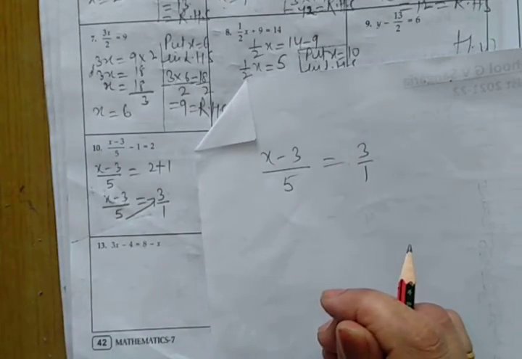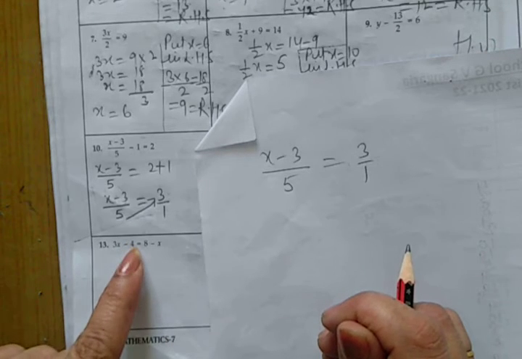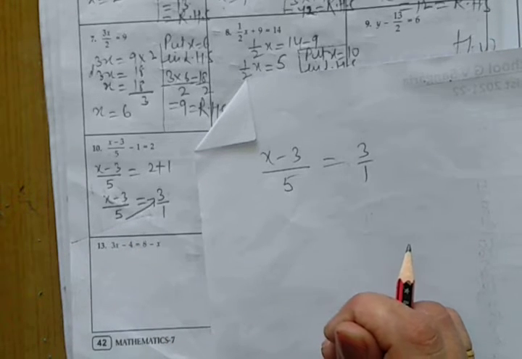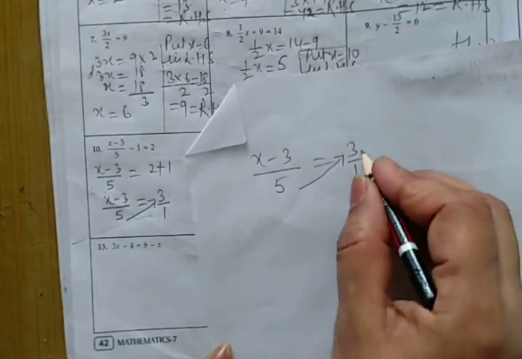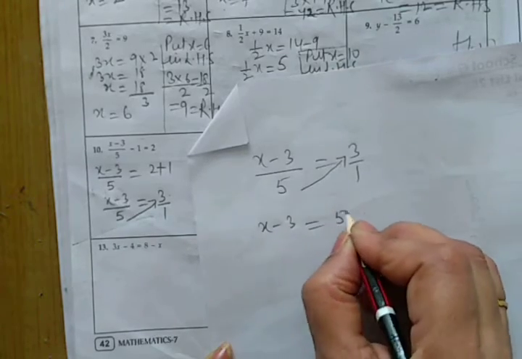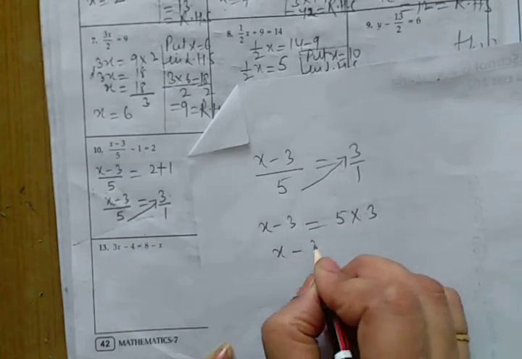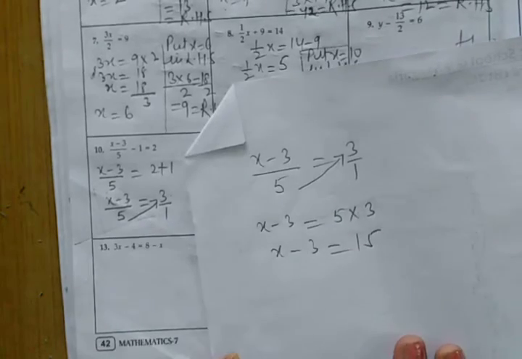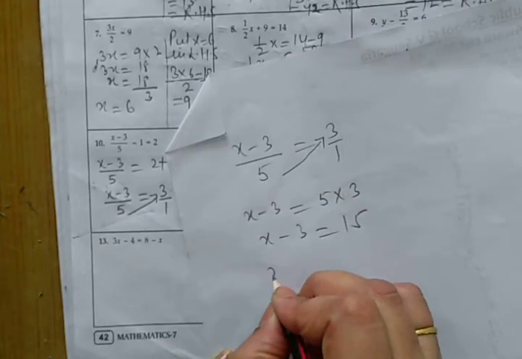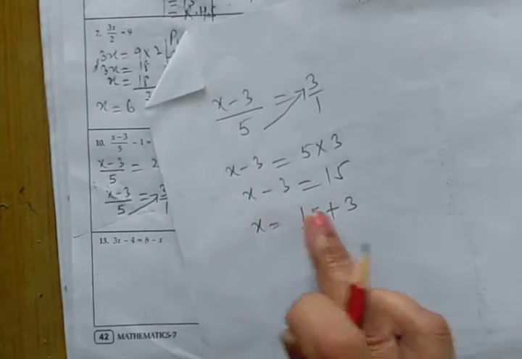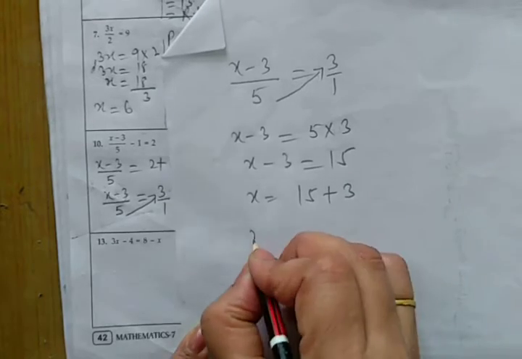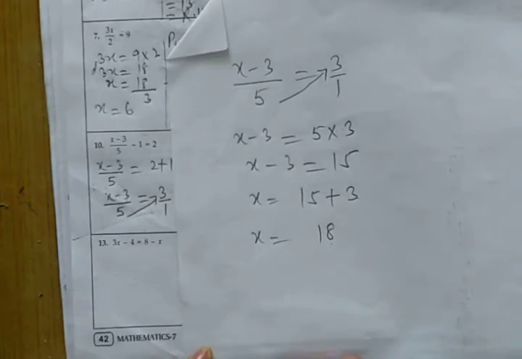Students, if space is less in the worksheet, you can do it on paper and paste it in this book. Okay. So this 5 will be multiplied by 3. 5 into 3. So x minus 3 is equal to 15. Okay. Then x is equal to 15. This minus 3 will be transposed to the right hand side. Its sign will be plus now. So x is equal to 15 plus 3, 18.